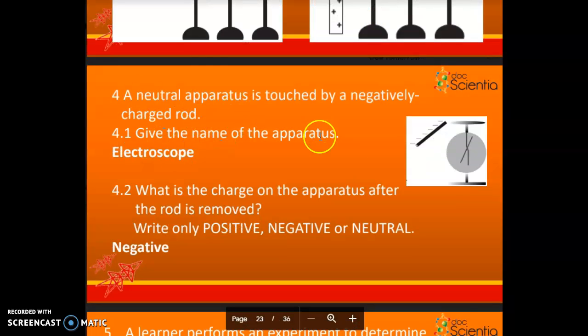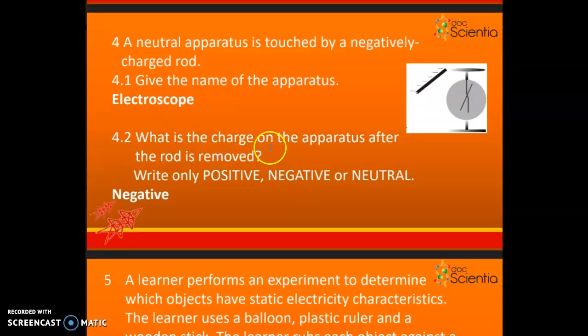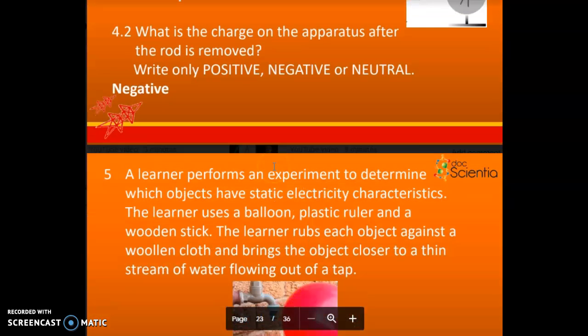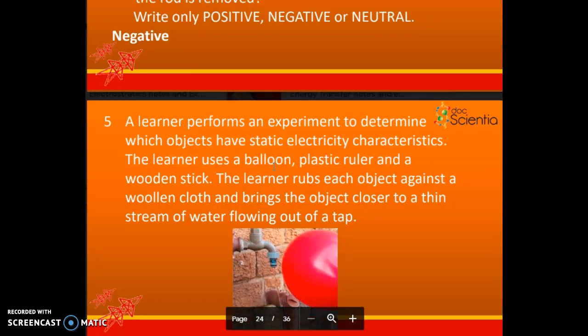Number 4. A neutral apparatus is touched by a negatively charged rod. Give the name of the apparatus. It's an electroscope. 4.2. What is the charge on the apparatus after the rod is removed? Write only positive, negative, or neutral. It is negative. The charge on the rod is still negative. It will stay negative. Number 5.